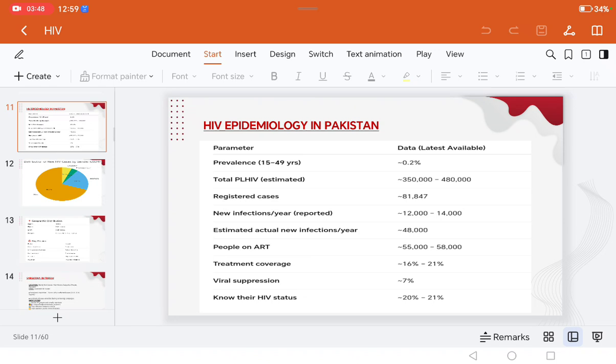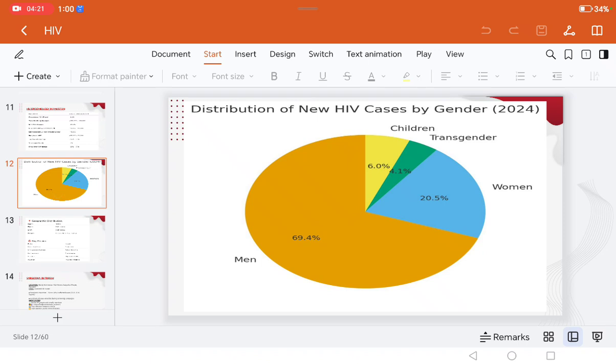If we look at the HIV epidemiology in Pakistan, the prevalence in adults is 0.2%. Total people living with HIV are 350,000 to 480,000. Registered cases are 81,000. New infections are 12,000 to 14,000. Estimated actual new infections per year are 48,000. People on ART are 55,000 to 58,000. The treatment coverage is 16 to 21%. The viral suppression is 7%. And people who know their HIV status are 20 to 21%.